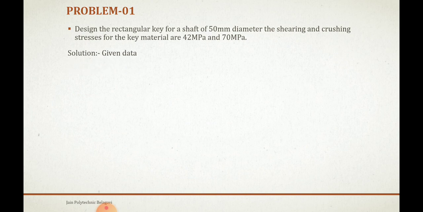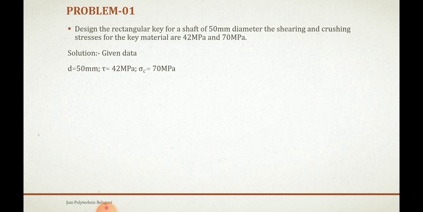Now let's see how to solve this. First, write down the given data. D is given as 50 mm, tau is given as 42 megapascal, and sigma c, that is crushing stress, is given as 70 Newton per mm square.